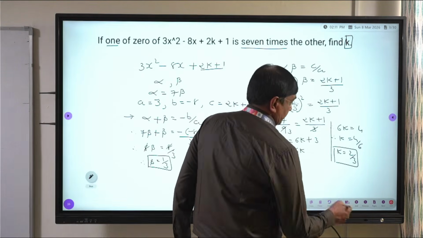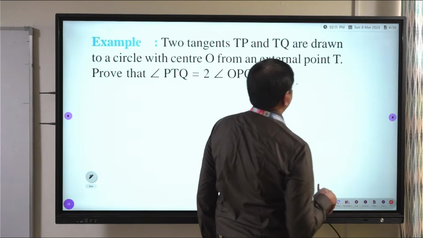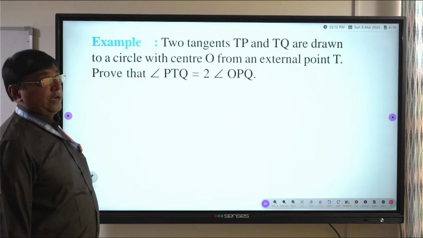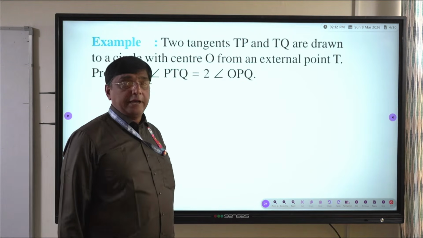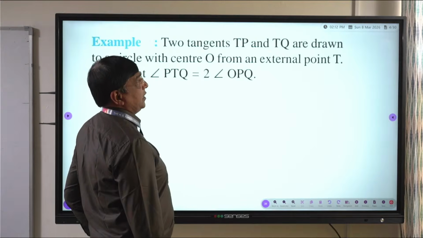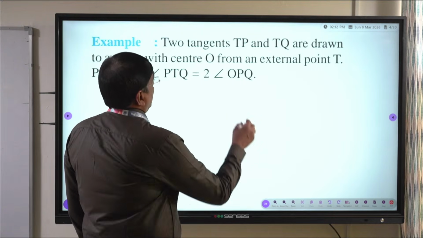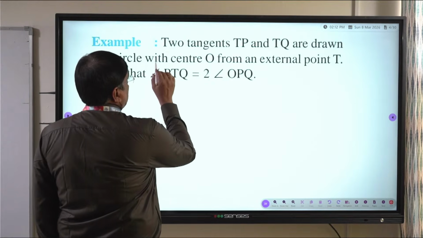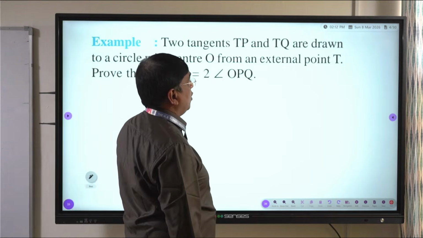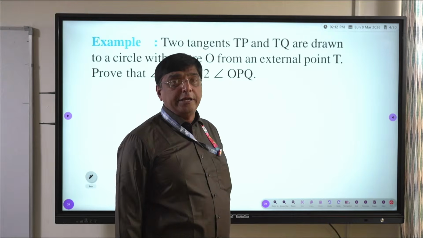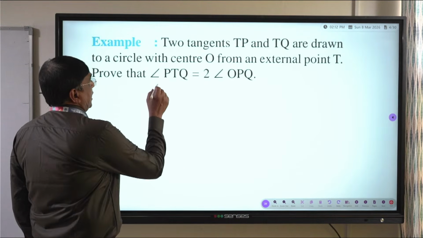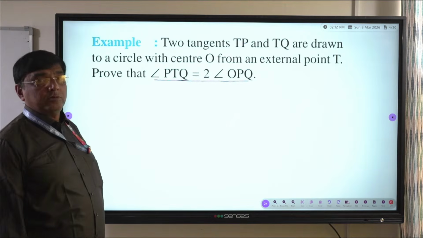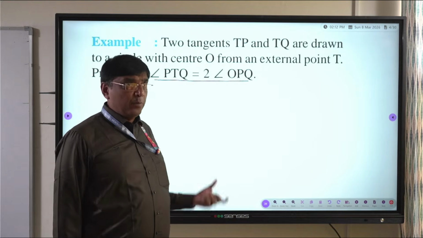Now the next doubt is an example given in the textbook of chapter 10, chapter 10 illustration 2. Two tangents TP and TQ are drawn to a circle with center O from an external point T. We have to prove that angle PTQ equals 2 times angle OPQ. Important example.